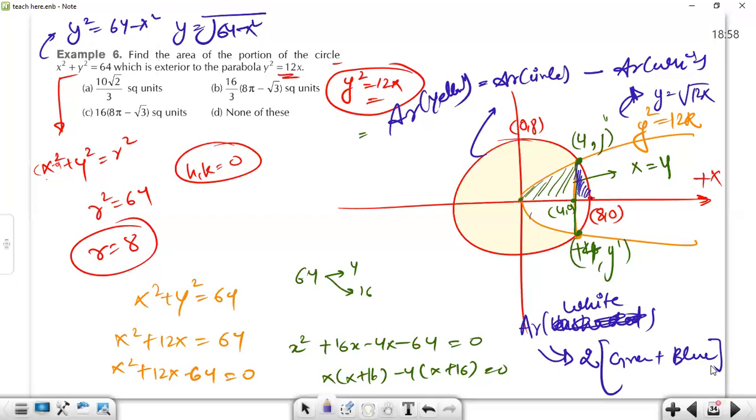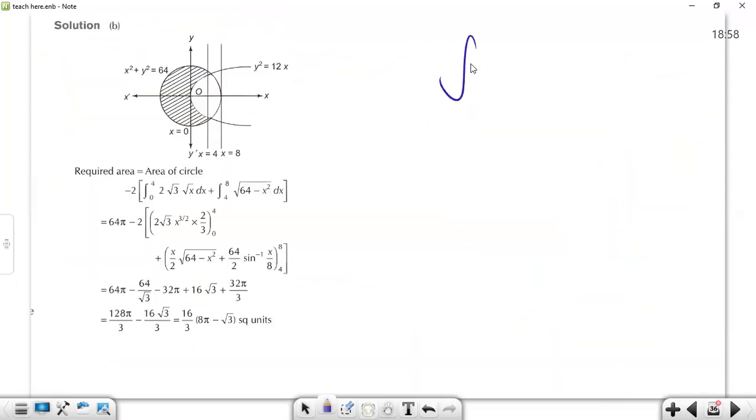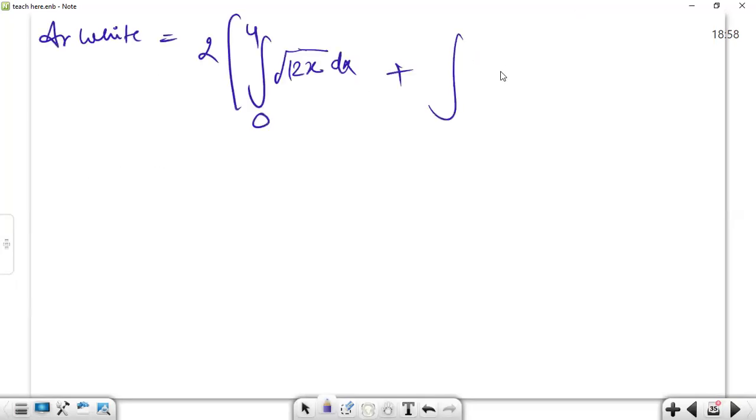Geometry is always fun and very logical to solve, but only provided that we are drawing right figures. So, integrate: integration of square root of 64 minus x square from 4 to 8 dx.